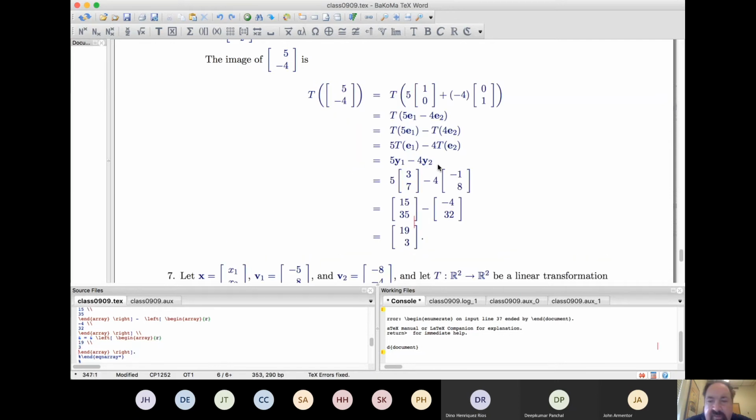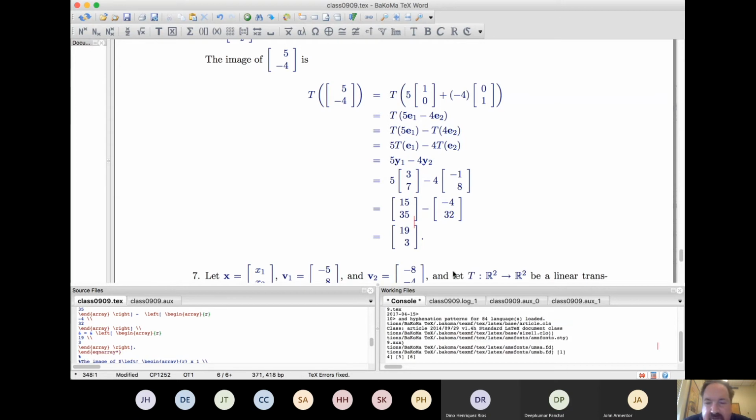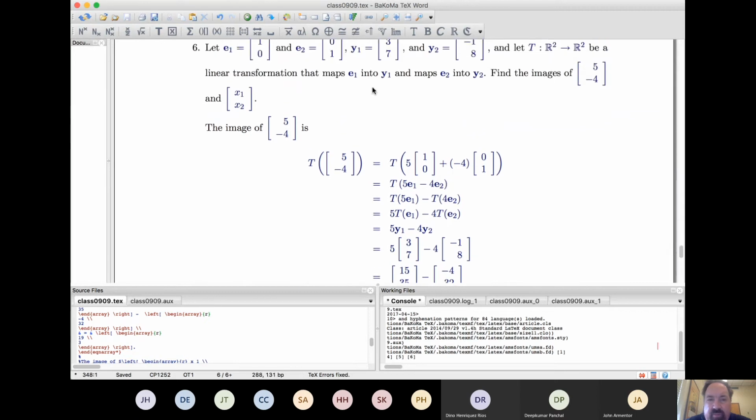Okay. So now I'm just carrying out the algebra from this point, multiplying this vector by 5, multiplying this vector by 4. And then I get a result of 19 and 3. So (19, 3) is the image of this vector (5, -4). So it's using the properties of a linear transformation and what it maps the vectors E1 and E2 into.